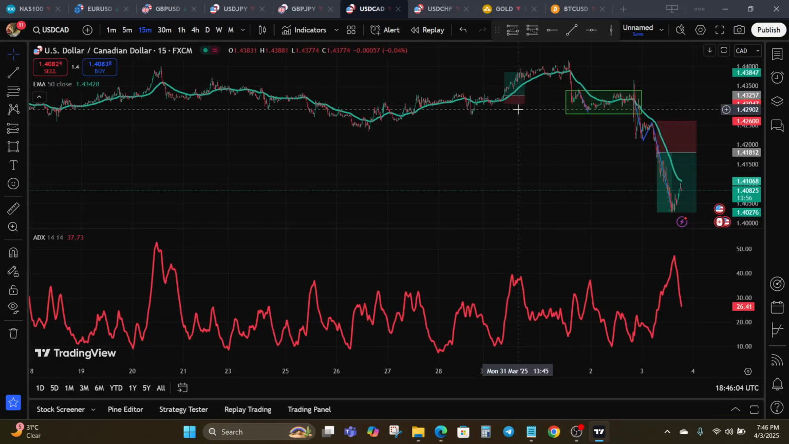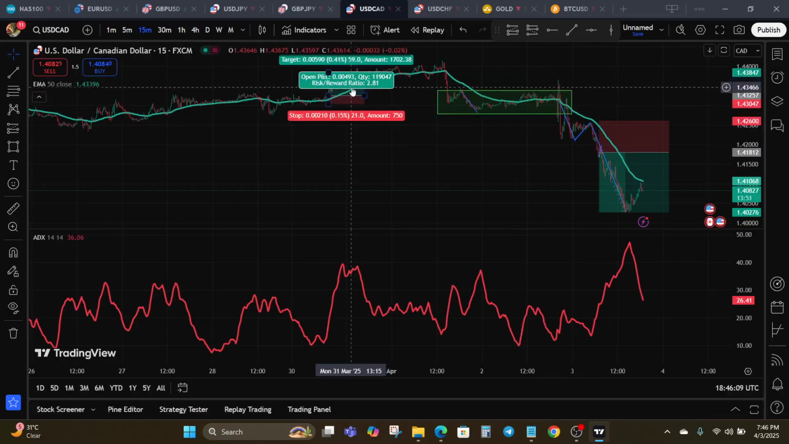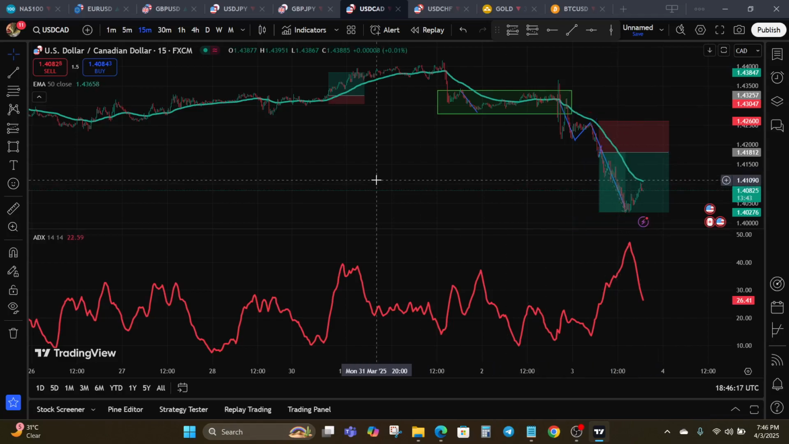And then you have to ensure that you always observe good risk to reward ratios. You can see that here, I was aiming for a risk to reward ratio of a minimum of 1:2, okay? So this was 1.95, but it's very close to 1:2. So just aim for risk to reward ratios of a minimum of 1:2 to be on the safer side, okay? So even if you have an equal number of wins and losses, you're still going to be on the winning side.